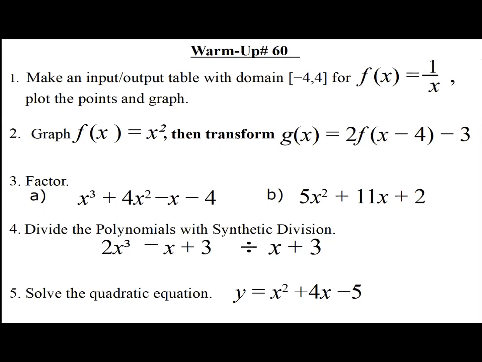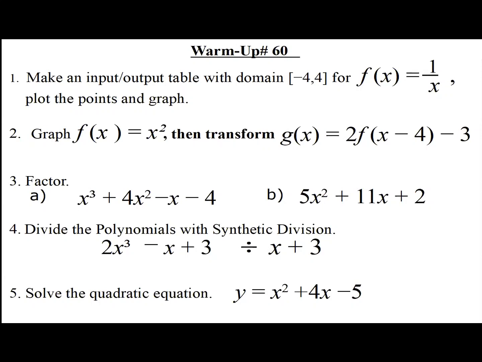So warm-up number 60 is on the screen. By now, you should be able to do all 5 of them. Number 1 reads, make an input-output table with the domain -4 to 4 for the function f of x equals 1 over x. Plot the points and graph.